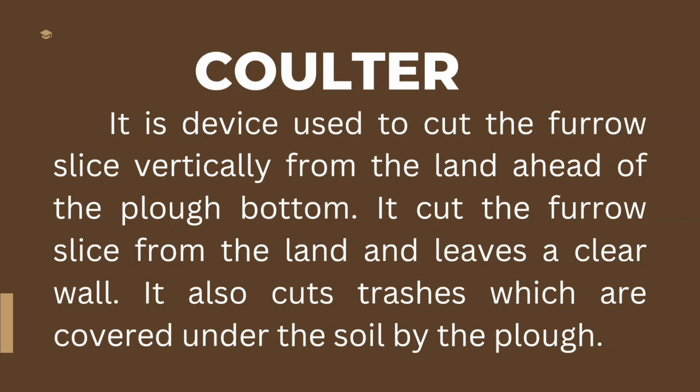Coulter. It is a device used to cut the furrow slice vertically from the land ahead of the plow bottom. It cuts the furrow slice from the land and leaves a clear wall. It also cuts trash which is covered under the soil by the plow.